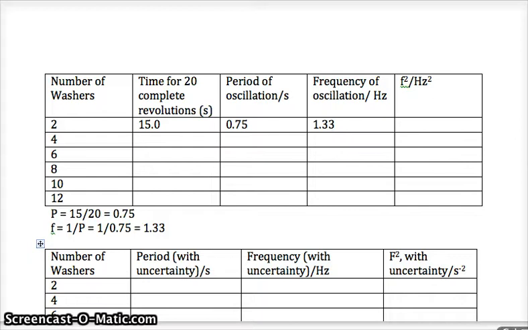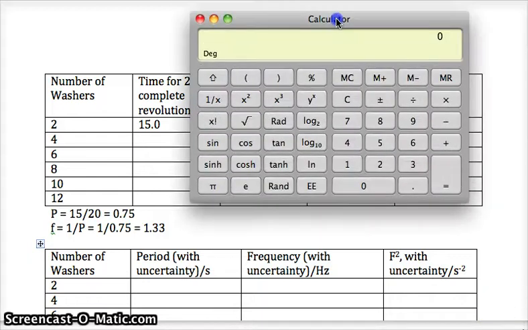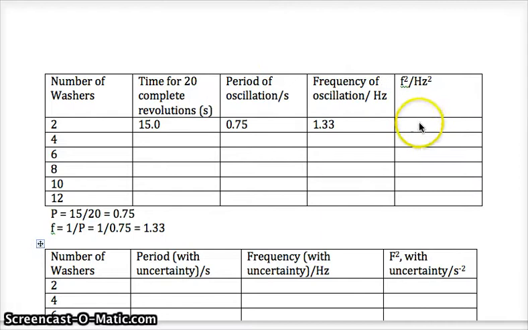And your frequency squared should be the square of that. So we're just going to take our 1.33, which is there, and we're going to square it. And we get 1.78. Keep your decimal points to something reasonable. So maybe 2 decimal points makes sense. So that part seems okay.